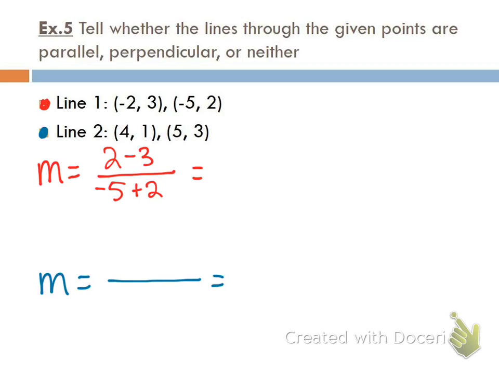Okay, let's correct that. 2 minus 3 gives us -1, and -5 plus 2 gives -3. Then we should simplify that to become what? A positive 1/3. All right, we feel better about that? Okay, good.